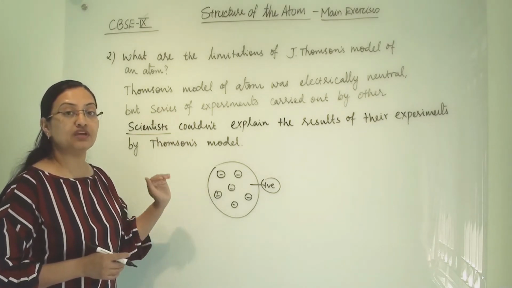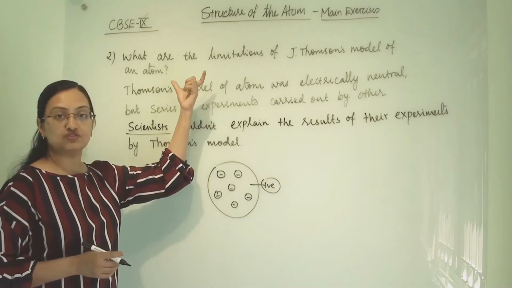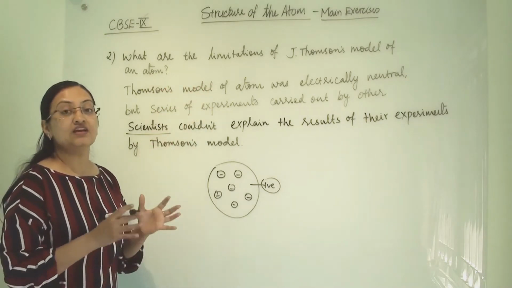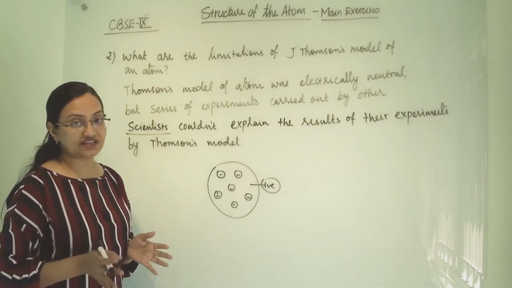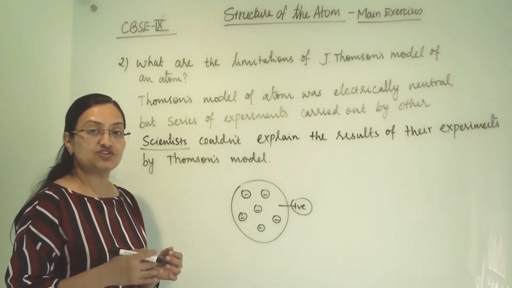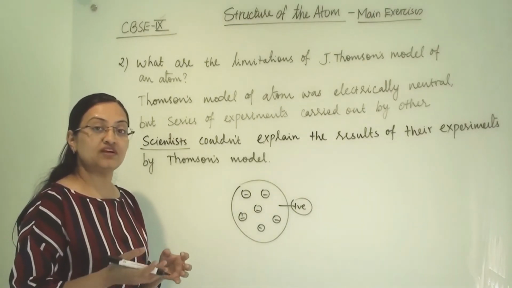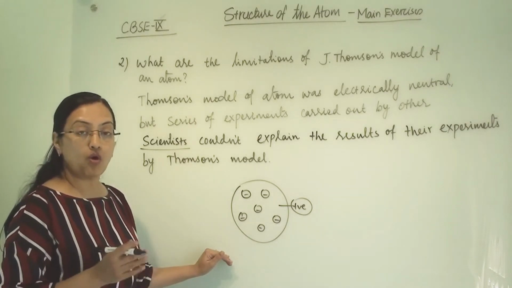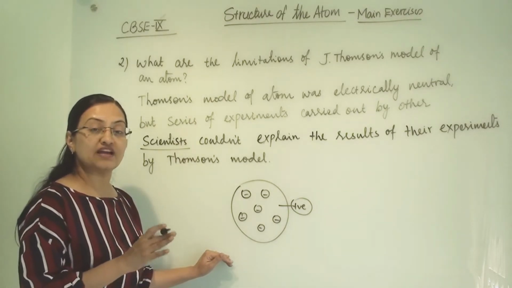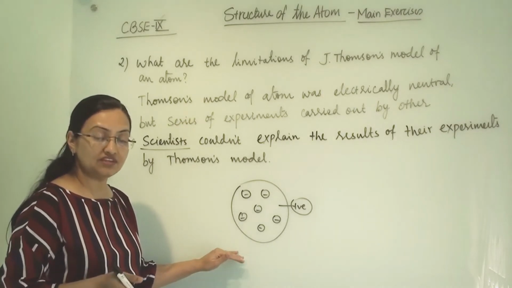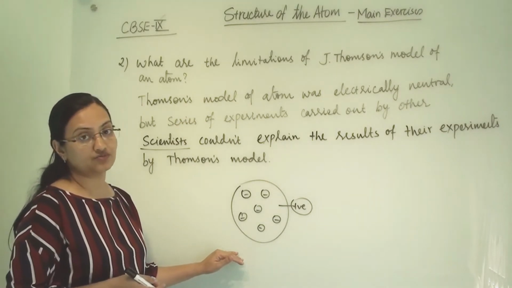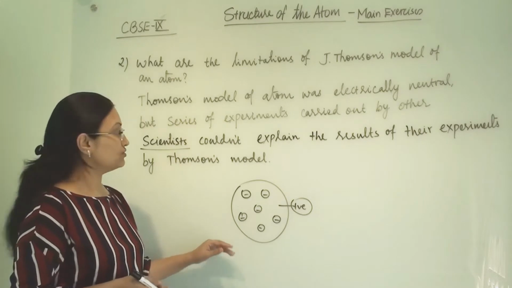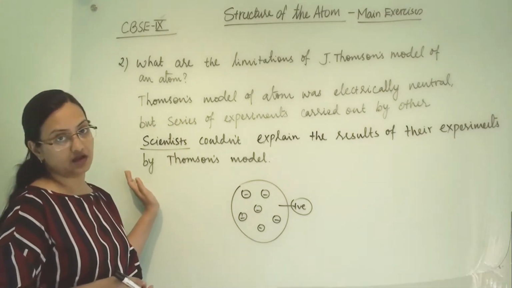So this was the biggest limitation of Thomson's model of an atom, and that's why this model was not accepted, because the results of their experiments did not match, or they failed to explain their results with the help of Thomson's model. So this is how we will frame our answer.